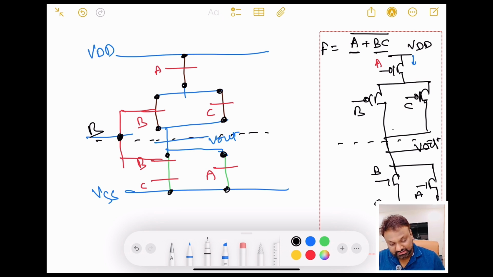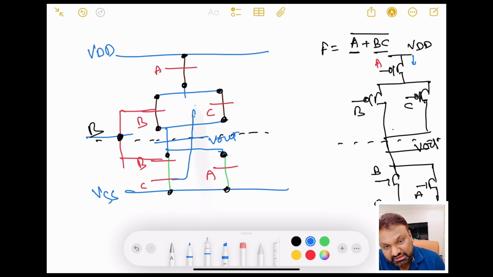Okay, so what happens if I take it from inside? For suppose if I am taking the C color code with blue, let us say if I take it with this blue, then this is not a correct design, because blue is crossing with V out of blue. Okay, that means that is an electrical contact that should not happen, right?